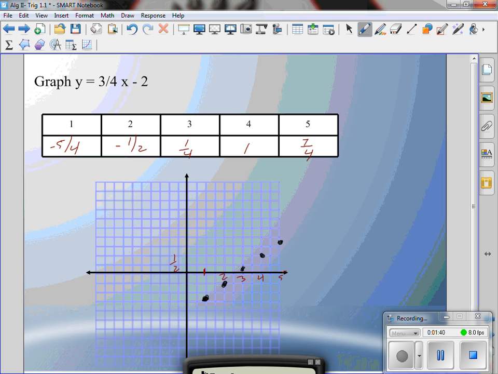If you graph this correctly, what should it look like? Should be a straight line. All equations should be a straight line. You know you did it correctly if it did that. Using the calculators, I'm going to show you eventually how to use them for this.